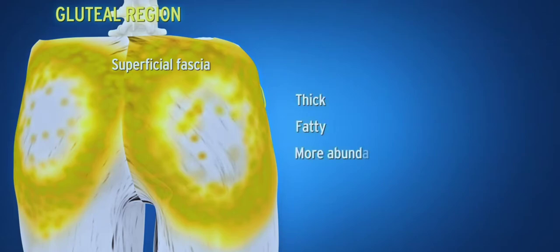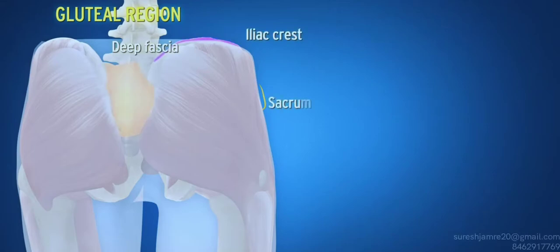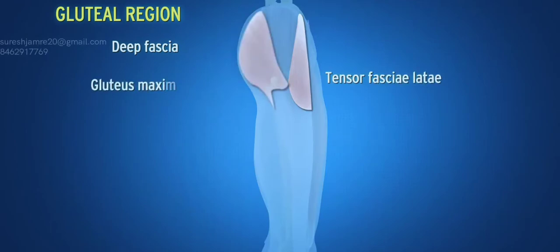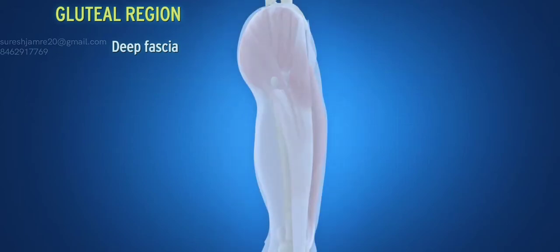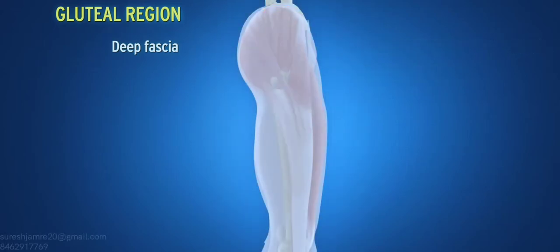Superficial fascia: it is thick and fatty. Subcutaneous fat is more abundant in adult female. This gives the characteristic rounded contour to the buttocks. Deep fascia: it is attached above to the iliac crest and behind to the sacrum. It splits twice to enclose the tensor fasciae latae and gluteus maximus muscles. In between the two muscles, it forms a thickened sheet known as gluteal aponeurosis, which covers the gluteus medius muscle. Laterally, the deep fascia is continuous with the iliotibial tract.